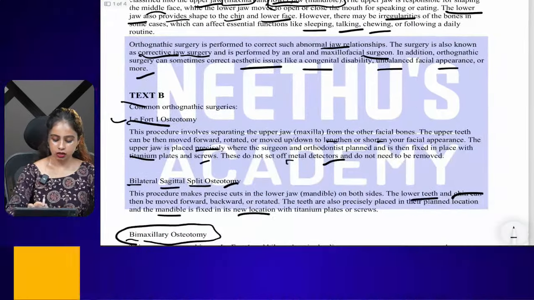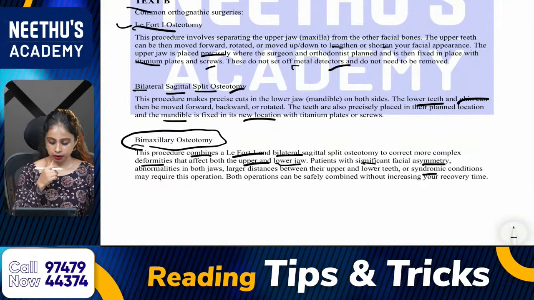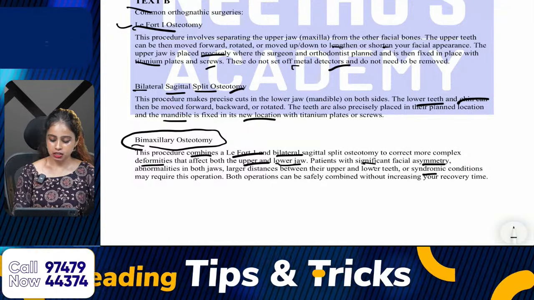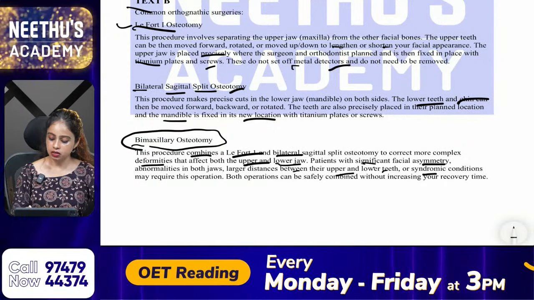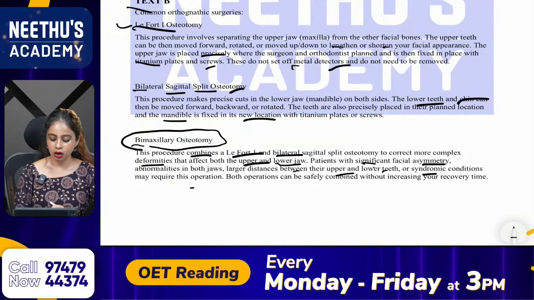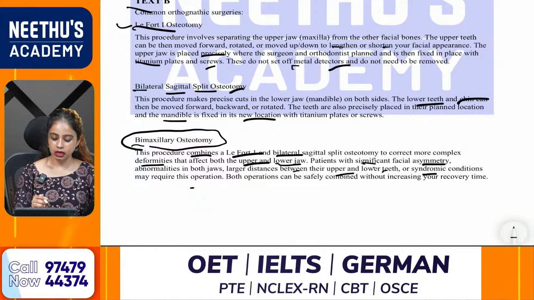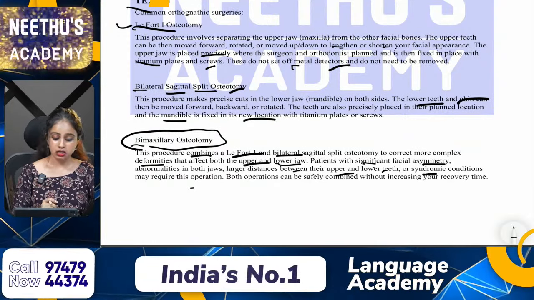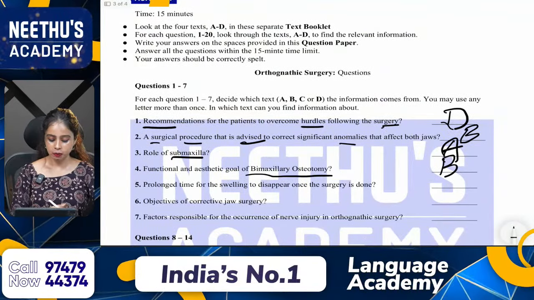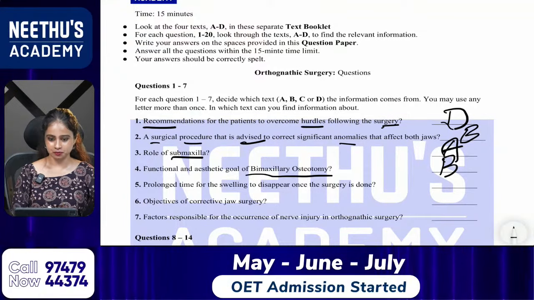As you can see here, from the third surgery, they have mentioned the function. Patients with significant facial asymmetry, abnormalities in the jaws, larger distances between their upper and lower teeth, or syndromic conditions may require this operation. Both operations can be safely combined without increasing your recovery time. So the second and third lines indicate all about the functions and aesthetics.